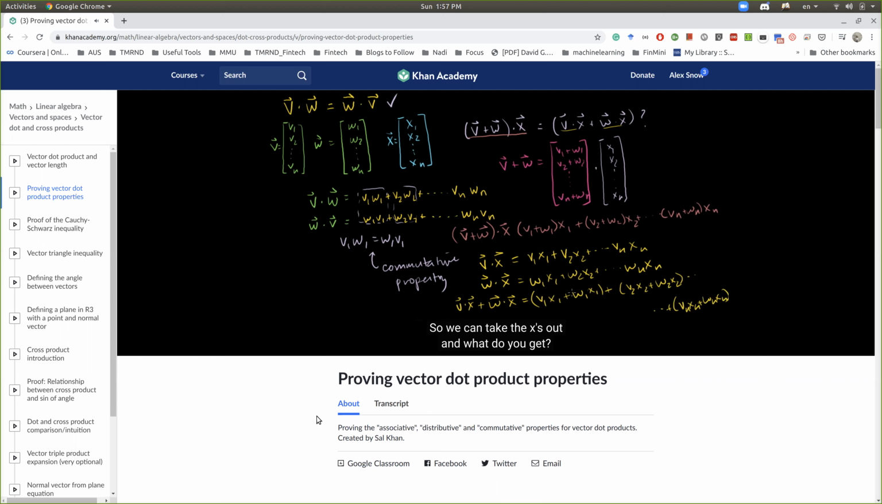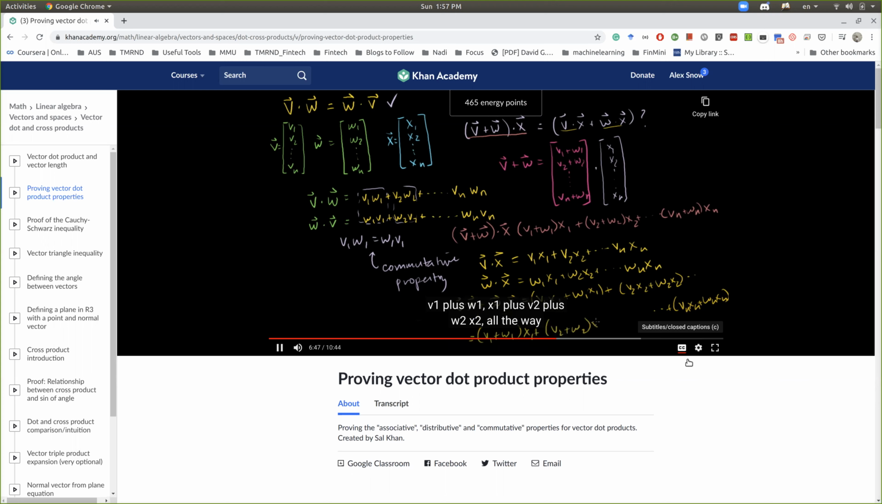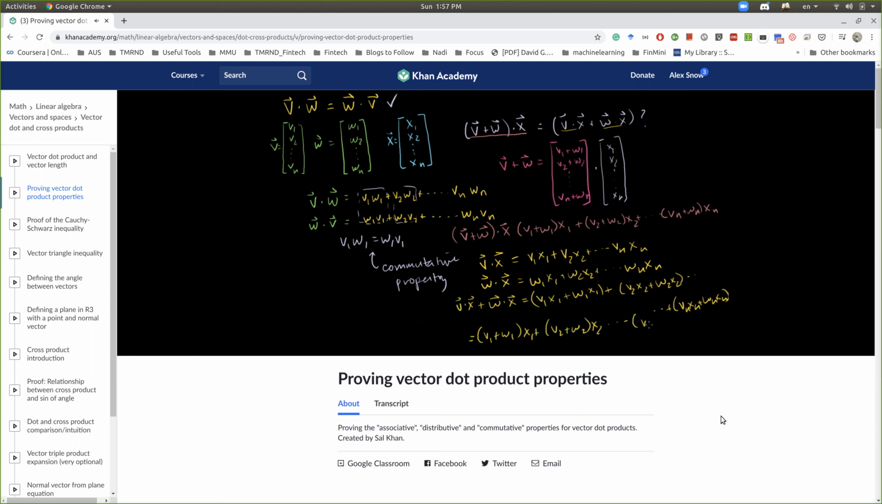So we can take the x's out, and what do you get? This is equal to, we can just factor the x out, v1 plus w1 times x1 plus v2 plus w2 times x2 all the way to vn plus wn times xn. Which we see is the same thing as this thing right here. So we just showed that this expression is the same thing as that expression, or that the distributive property does apply the way we would expect to the dot product.